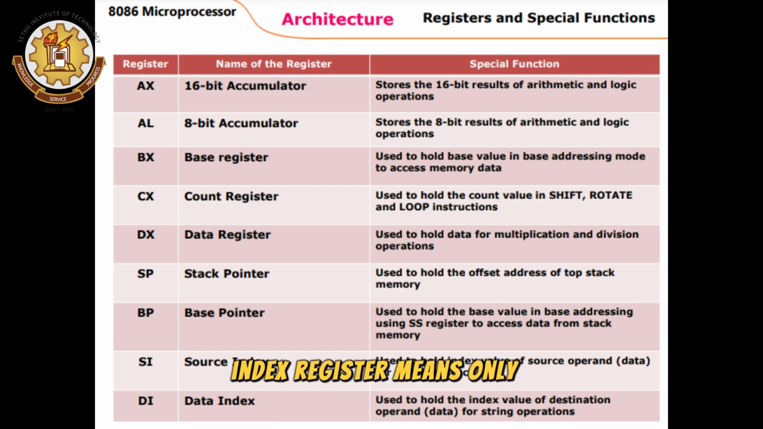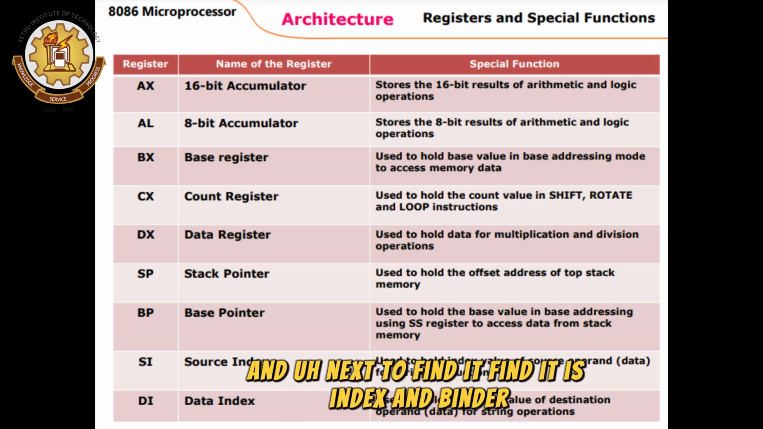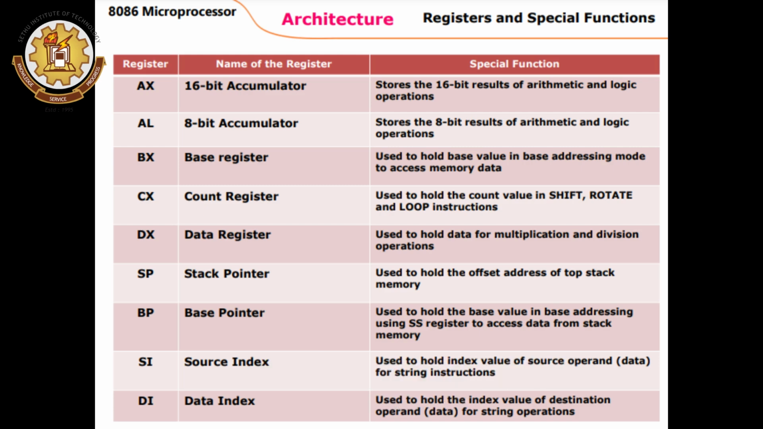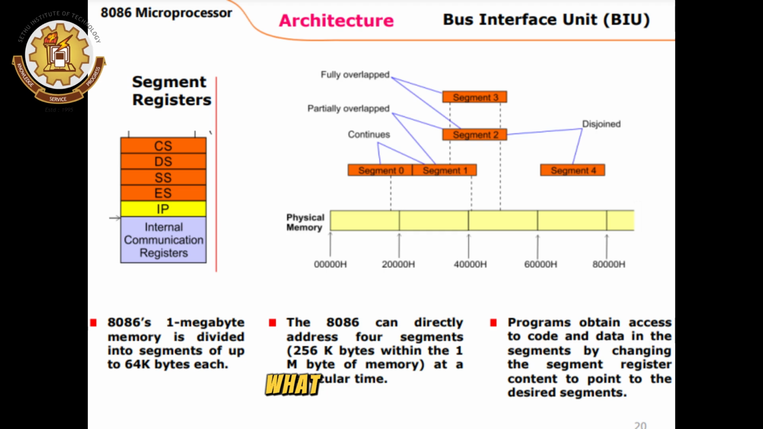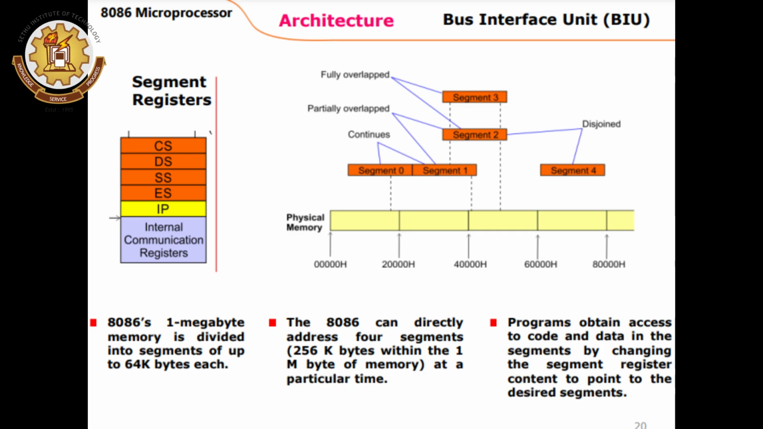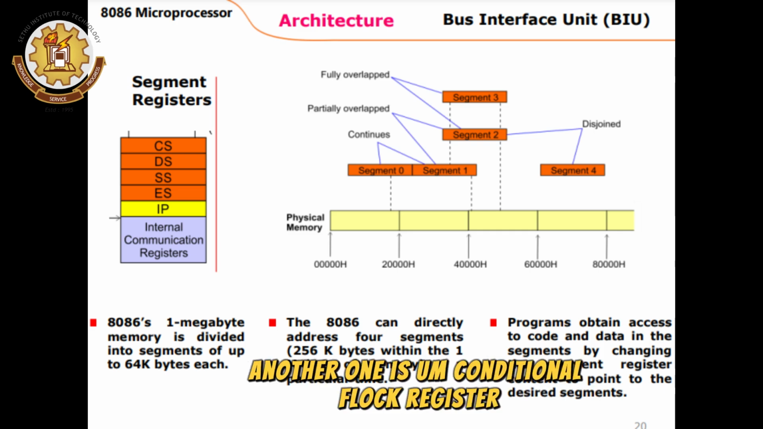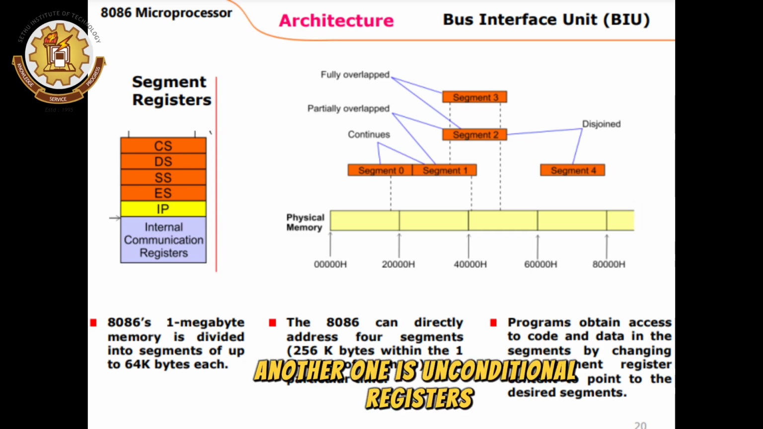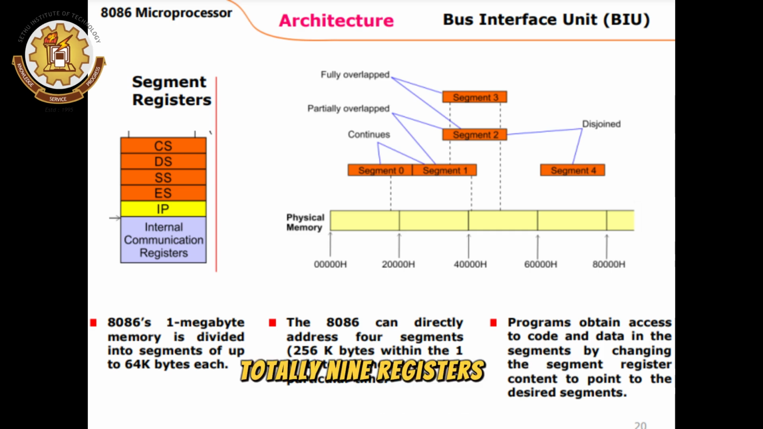Index register means one is source index, another one is destination index. Next is the instruction pointer, which is a 16-bit register. And we are going to the segment registers. What are the segment registers? CS, DS, SS, ES. CS means code segment, DS means data segment, SS means stack segment, ES means extra segment. And the flag register, it is totally 9 flags, including control flags and conditional flags.